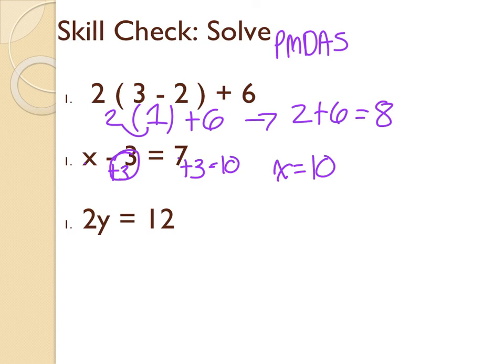On the last problem, we have 2y equals 12. I want to get y by itself. These are being multiplied right here. So I want to use the opposite of multiplication, which is division. So I want to divide both sides by 2. 2 divided by 2 is 1. Okay, it's not 0. Make sure you put a 1 there. That means y is there. And then 12 divided by 2 equals 6.